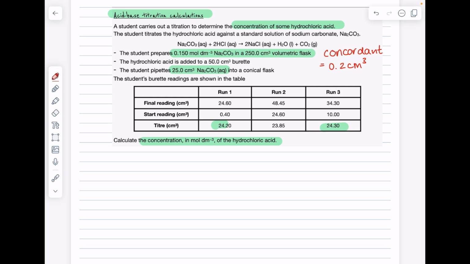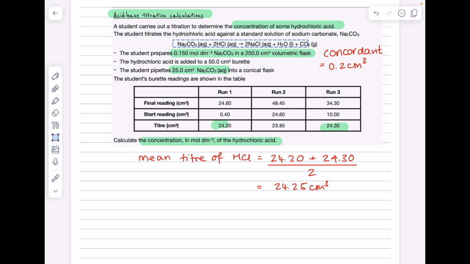So let's find our mean titer. So our mean volume of hydrochloric acid added is found by simply adding 24.2 to 24.3 and dividing by 2 to get a value of 24.25 cm³. And now it's very straightforward.